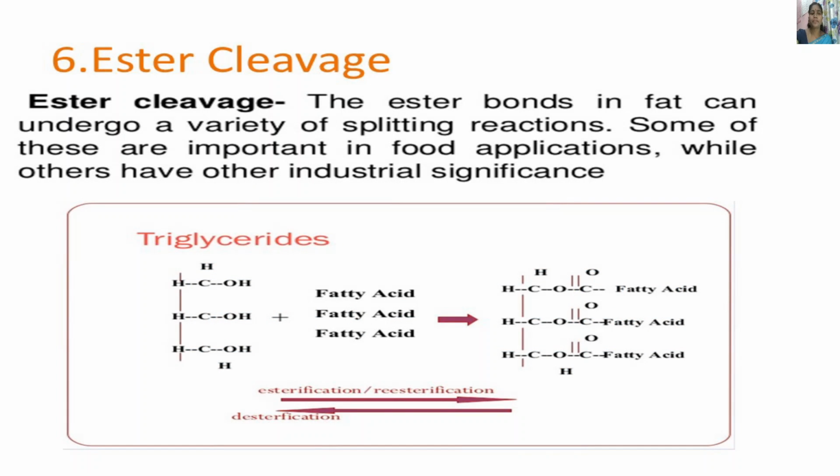Ester linkage. The ester bonds in the fat can undergo a variety of splitting reactions. Some of these are important in food applications, while others have other industrial significance. That is glycerol plus fatty acid. If they undergo esterification, it leads to the formation of triacylglycerides.